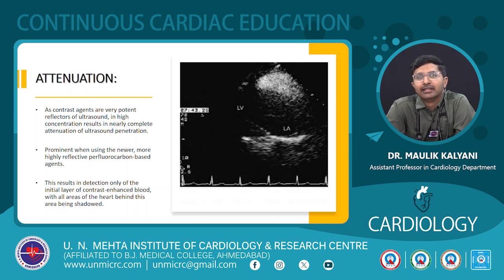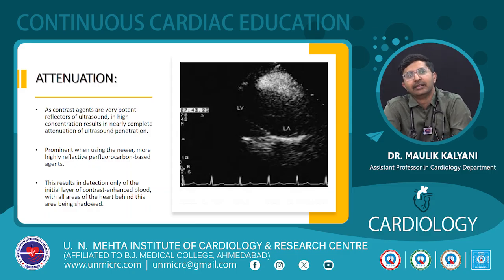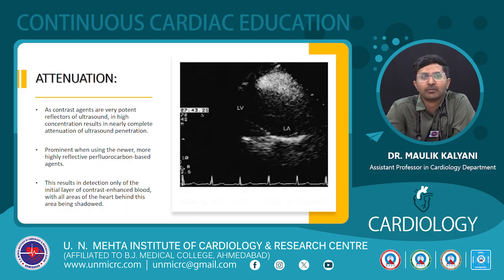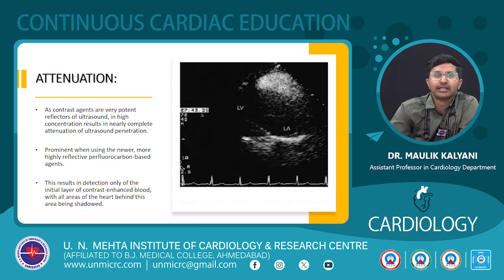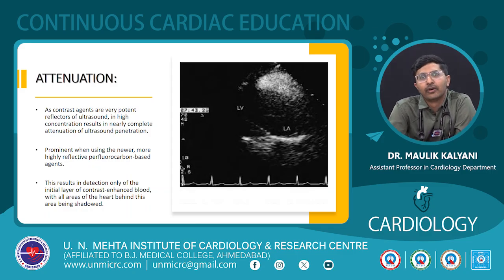So as seen in these images, the RA and RV are very hyperechoic and well visualized with this bubble contrast, but left atrium, left ventricle are buried in the shadow. So this happens more with the bolus, because when we are giving bolus, then the intensity will be more in the right side structures, so it will happen more. But to avoid this, we can use low dose and continuous infusion, so that it will give the plateau phase and it will not react like this.